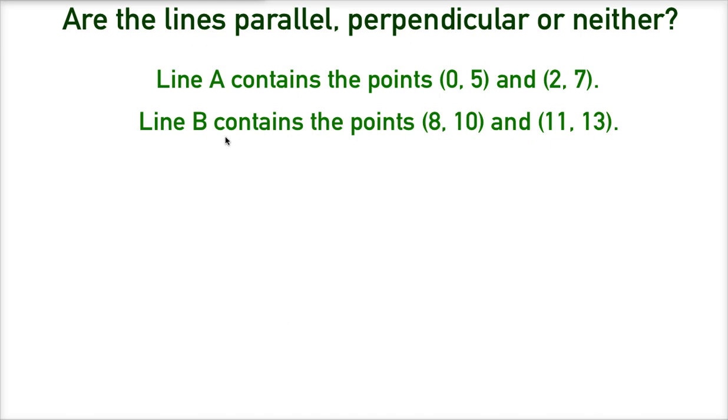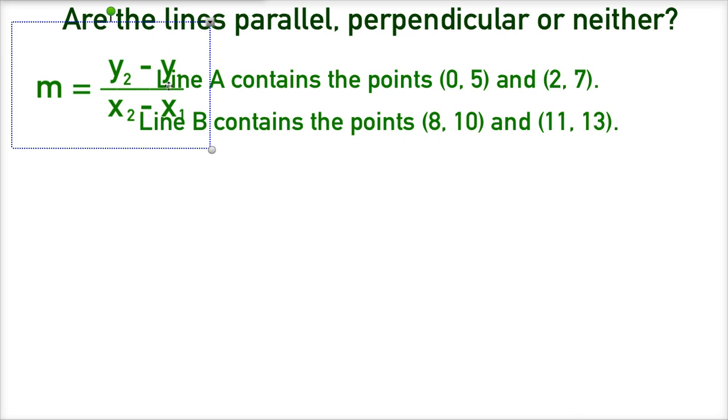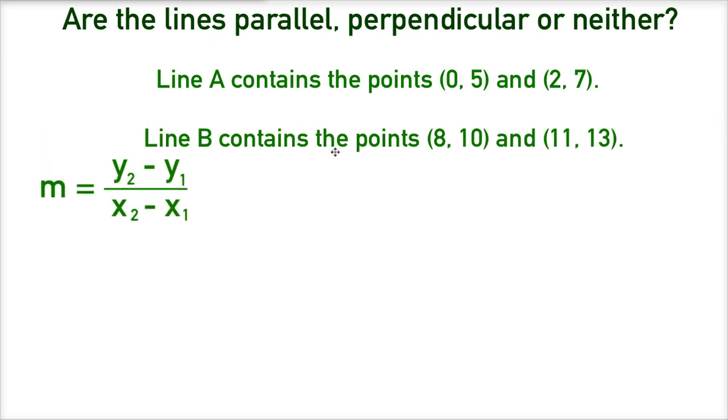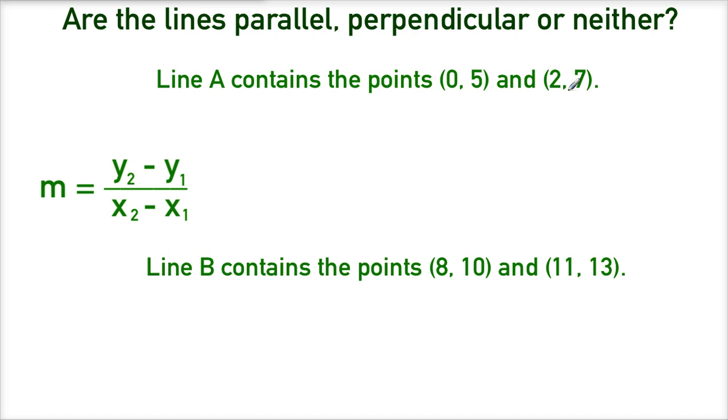Okay, so we are asked the question, are the lines parallel, perpendicular, or neither? Line A contains the points (0, 5) and (2, 7), and line B contains the points (8, 10) and (11, 13). So, in order to determine if lines are parallel or perpendicular, I need to know what the slopes of those lines are. So I'm going to use the slope formula to help me determine that. So let's work with line A first. I have these 2 points, so let's start by naming these points as x1, y1 and x2, y2. So this is point number 1, so it's x1 and y1. And this is point number 2, so we'll call it x2 and y2.